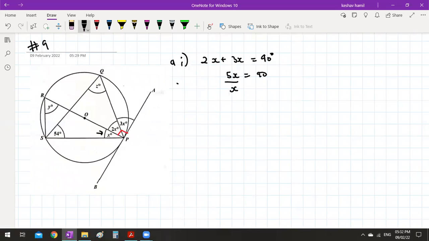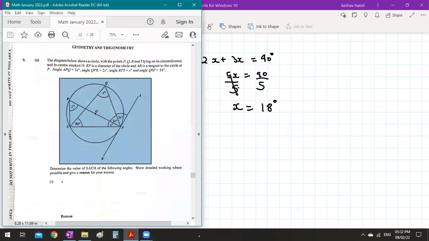So we want to find the value of x, by dividing by 5 on both sides. So x would be equal to 18 degrees. So this value is 18 degrees. Fix it a little bit. Then moving on.